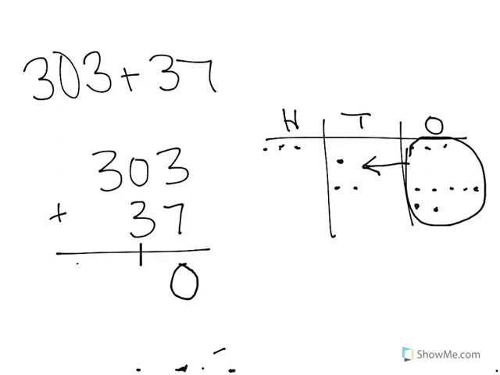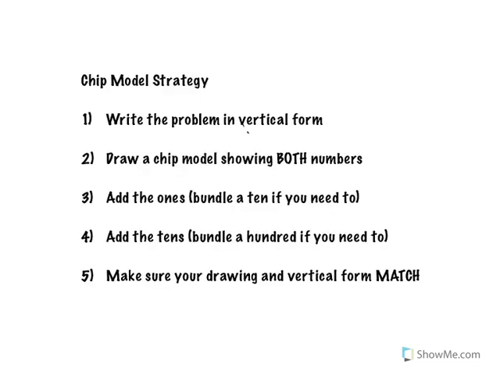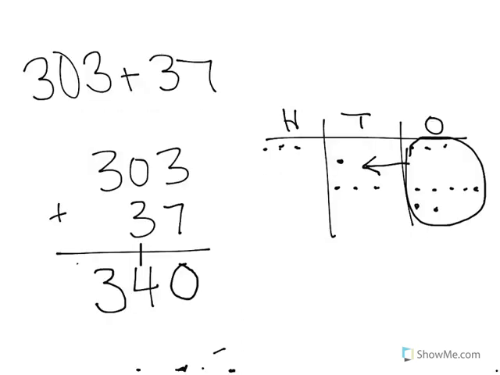Now let's see, I have 3 tens plus my new 10. So 3 plus 1 equals 4. And then finally I have 3 plus 0. So 3 plus 0 equals 3. Let's look back at my steps. Let's see, I've got 1, 2, 3, and 4. So now my last step is make sure your drawing and vertical form match.